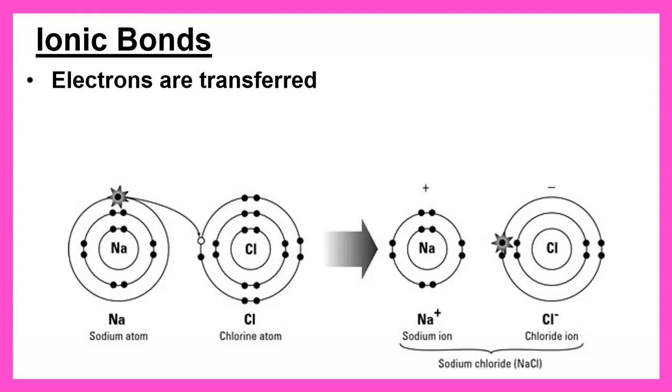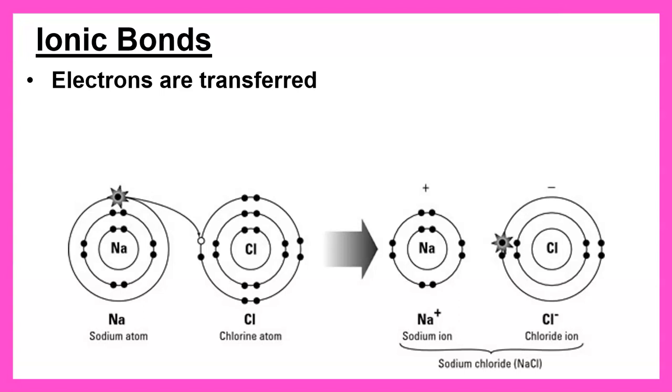So the electrons are transferred. You now have a positive charge and a negative charge, a cation and an anion, and those two ions are electrostatically attracted, and that attraction is what we call the ionic bond. So I just want to make sure everybody understands that the bond is not the act of transferring, it's the result of transferring.